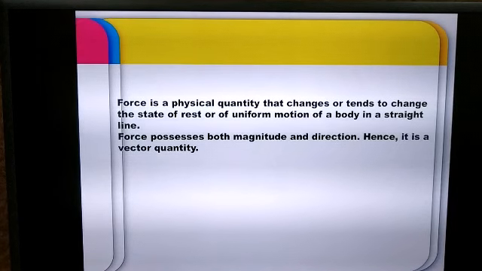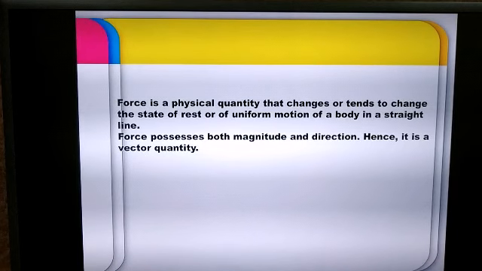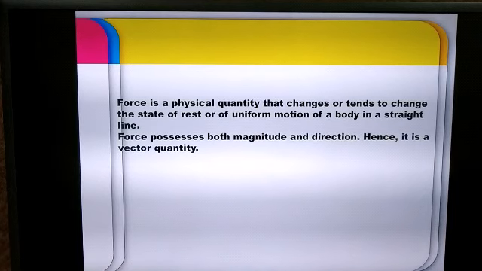So force changes or tends to change the state of rest or of uniform motion of a body, and the direction in which the force is exerted is always along a straight line. Now force is a vector quantity because force possesses both magnitude as well as direction.